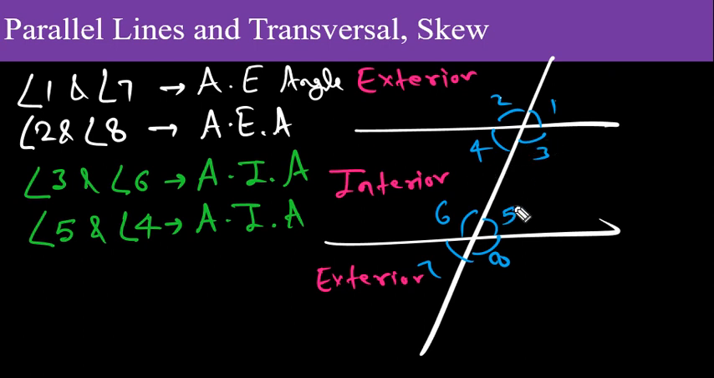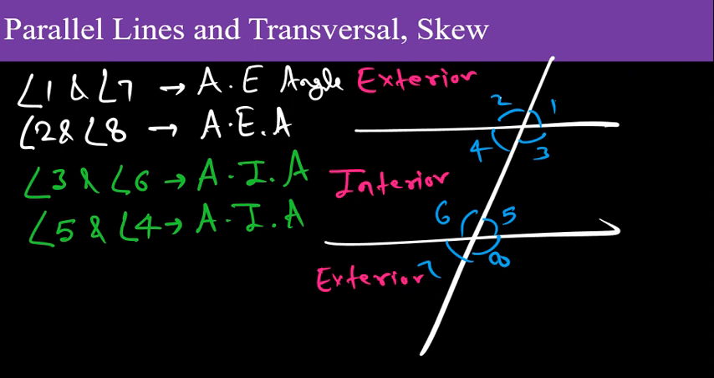3 and 5. Is this alternate interior? 4 and 6. Is this alternate interior? 4 and 5. Is this alternate interior? 3 and 6. Yes. 2 and 8. 2 and 8 is alternate exterior. 1 and 7. Alternate exterior. Good. So now we know all about alternate interior and alternate exterior.